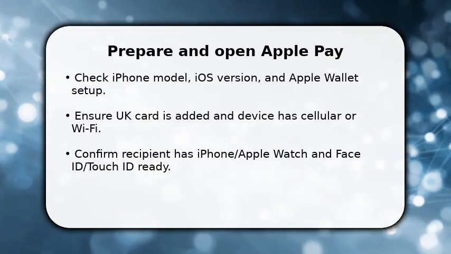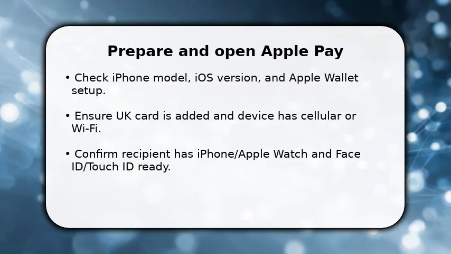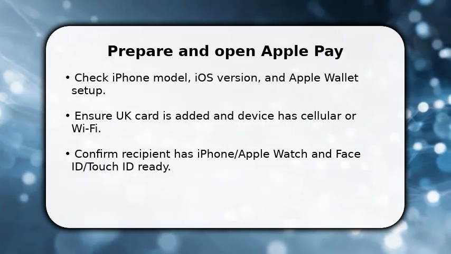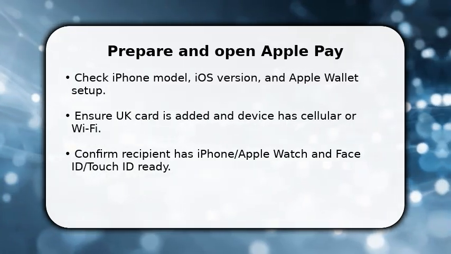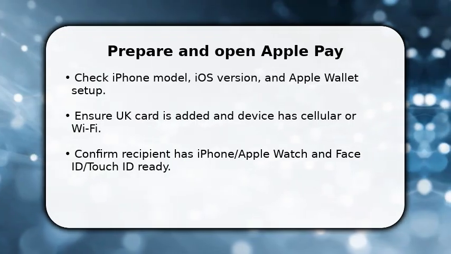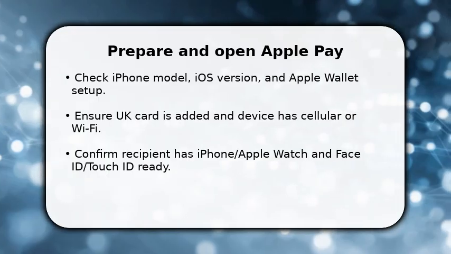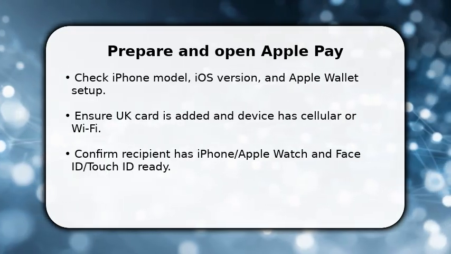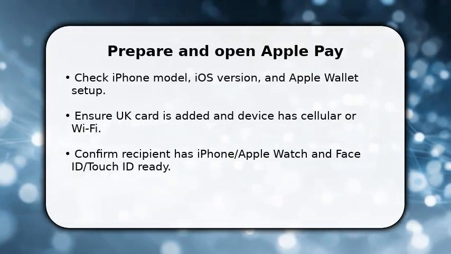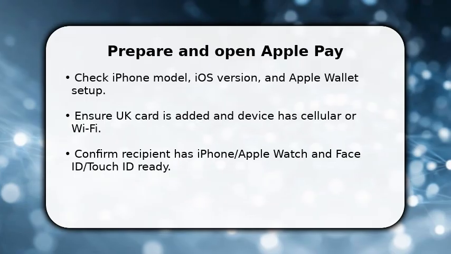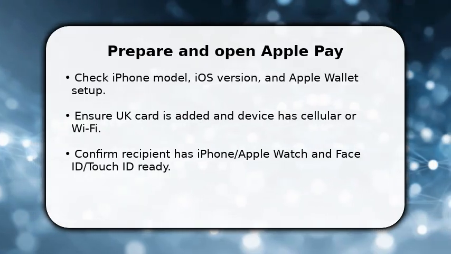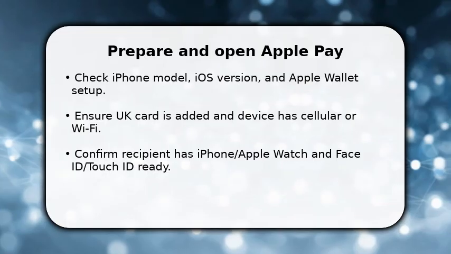You start by unlocking the process. Open Wallet and confirm your UK debit or credit card is active. This is how Apple verifies funds. Once done, make sure your device has network access and that the person you're paying can receive Apple Pay via iMessage or in person. You do this now so the payment flow is smooth. If their device is offline, the transfer may not appear immediately.